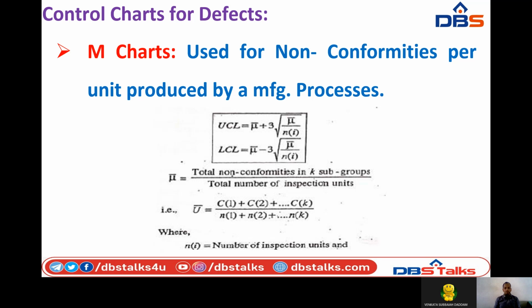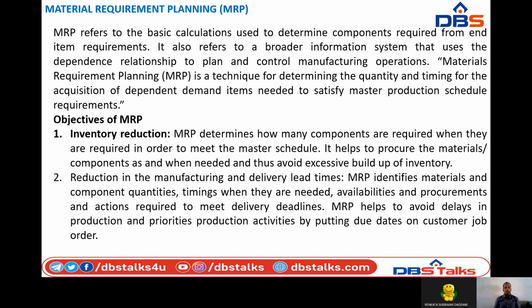Then coming to the next one, MRP. MRP is a very important topic related to the 2 marks and at the same time 5 marks also. The MRP means material requirement planning. Simply we can say how much material is required for doing the production without any delay. So it is a technique for determining the quantity and timing for acquisition of the production.